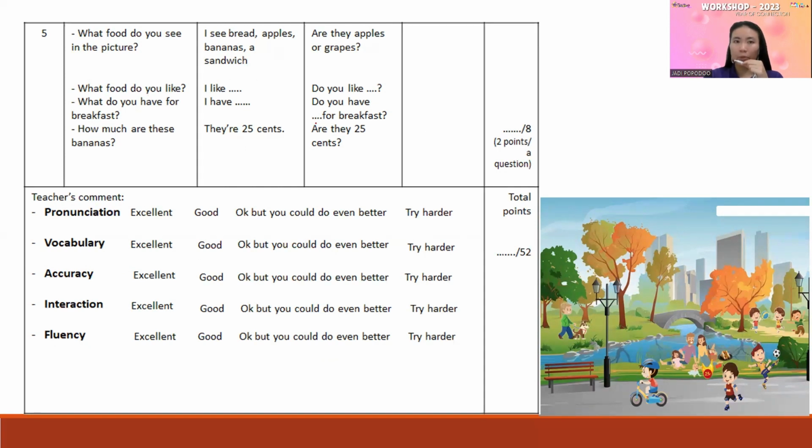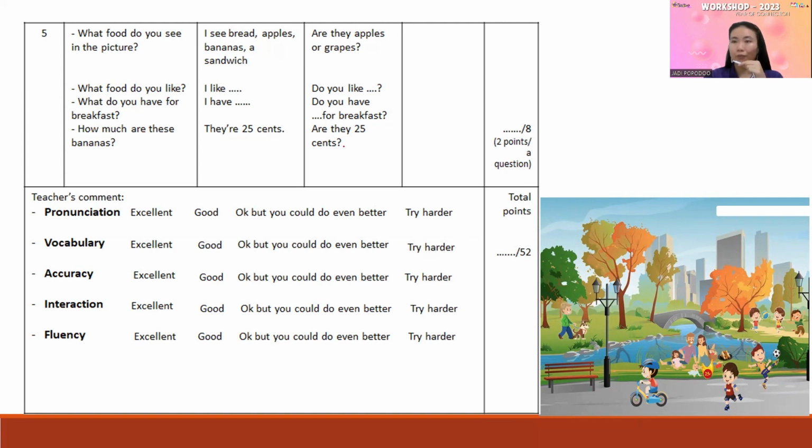I like, for example, and if the student cannot say immediately, you just ask them the backup questions. For example, do you like carrots? Do you like bananas? So they will answer, yes, I do, or no, I don't. I like, for example. And the last question is, how much are these bananas? You need to point to the picture, yes. And then you ask, how much are these bananas? And then they will answer it.